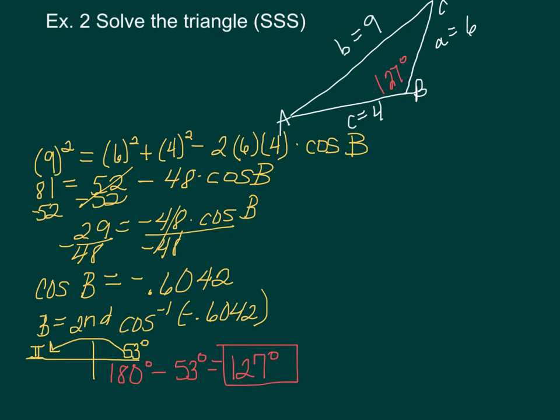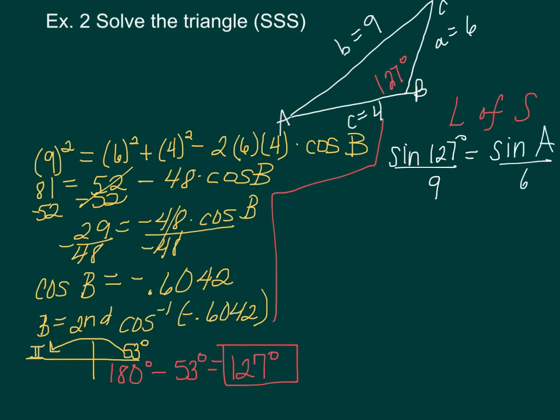And then I'm going to bring out the law of sines to help us find the next angle. It doesn't matter which one you do next. I'm just going to use A. So I'm going to do sine 127 over 9 equals sine of A over 6. And we're going to cross multiply. And if you do it correctly, you're going to get sine of A equals 0.5324.